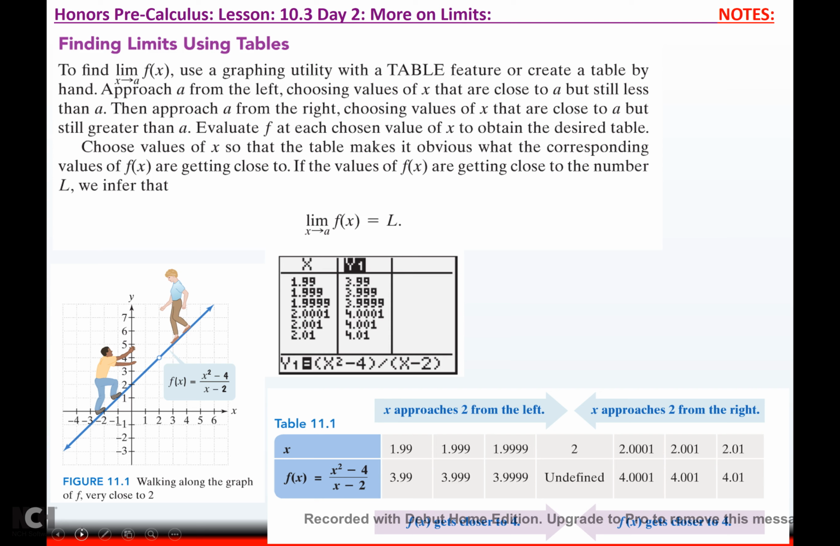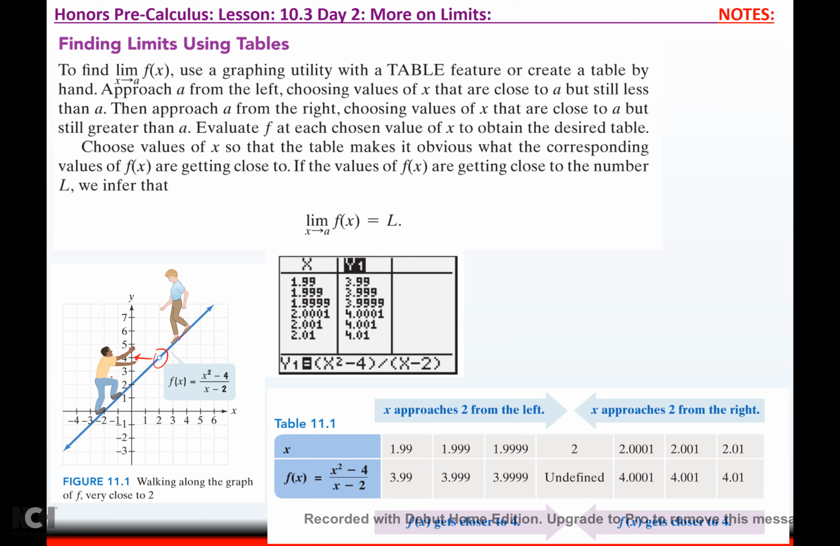So if we look at our problem from yesterday, the opener, remember they're both walking toward x equals 2 and they're going to fall in this hole. We already figured out algebraically that the limit was 4, but you can tell by tables and graphs also. Well, graphs does. But here's the table.